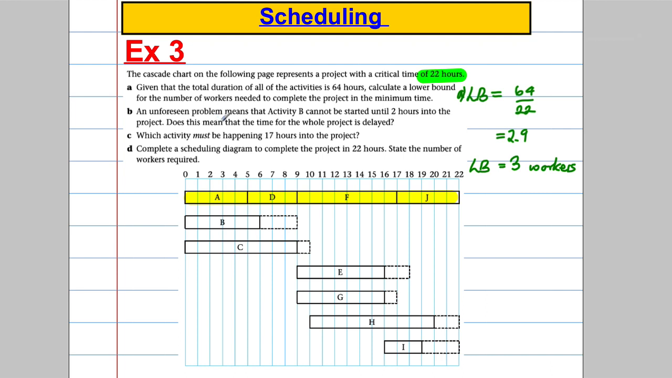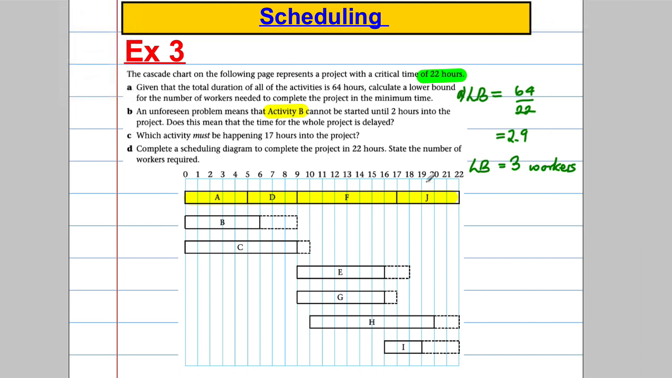Part B, an unforeseen problem means that activity B cannot be started until 2 hours into the project. And it says, does this mean that the time for the whole project is actually delayed? Well, if you look at activity B here, which is this one, activity B is not a critical activity, so it's not critical. So if it has a slack or a float of 3, if it was delayed by 2 hours, that wouldn't delay the whole project.